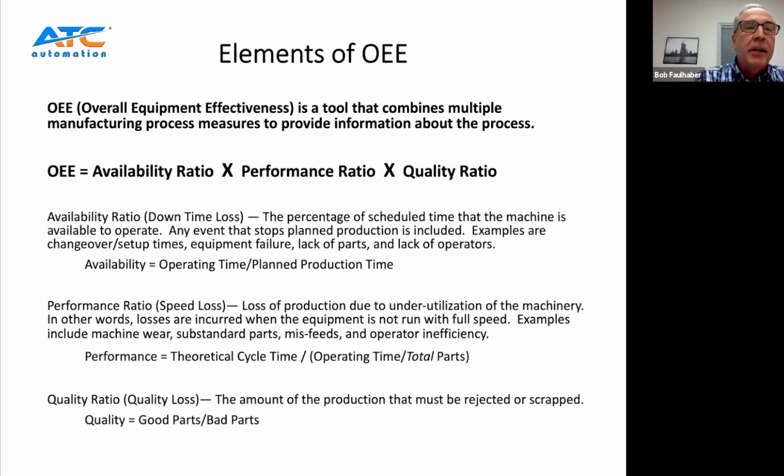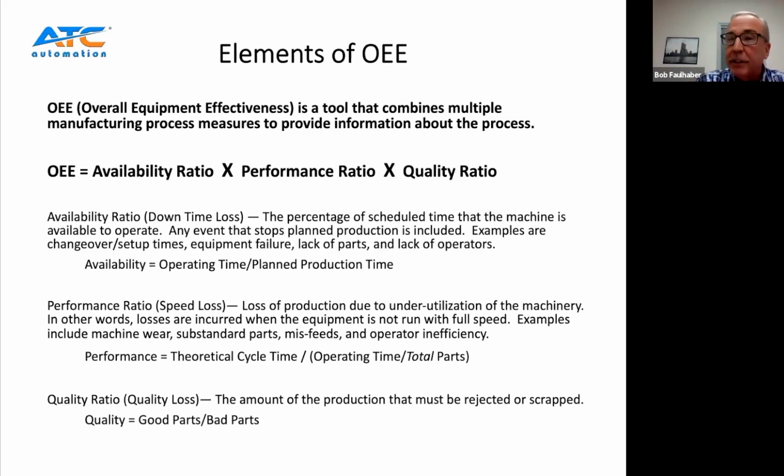By definition, overall equipment effectiveness is a statistical tool that combines three different manufacturing process values to provide an overall performance measure for the equipment. And it's an interactive process. Each of these values, these ratios, interact with one another. And I'll describe that a little bit more as we go through.